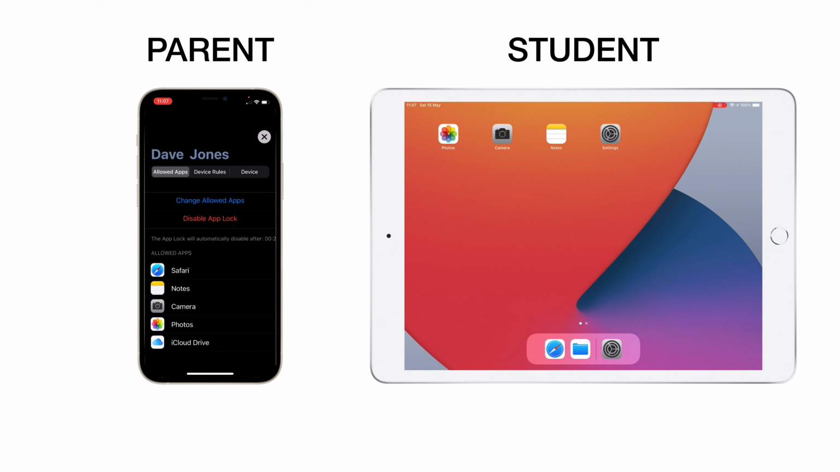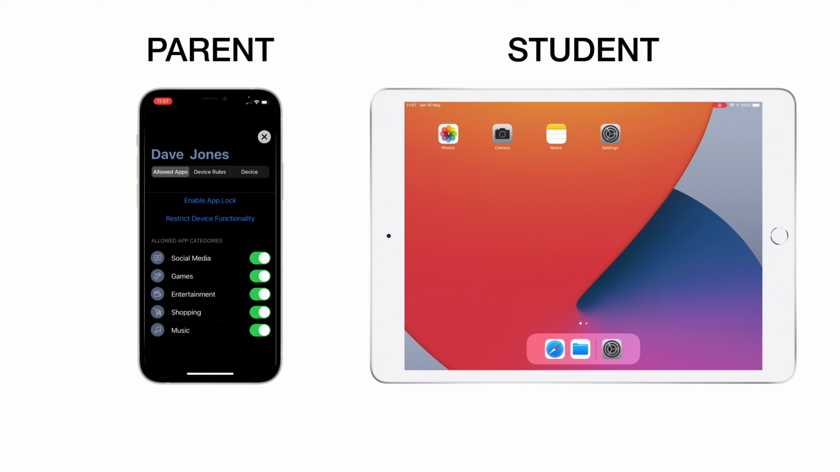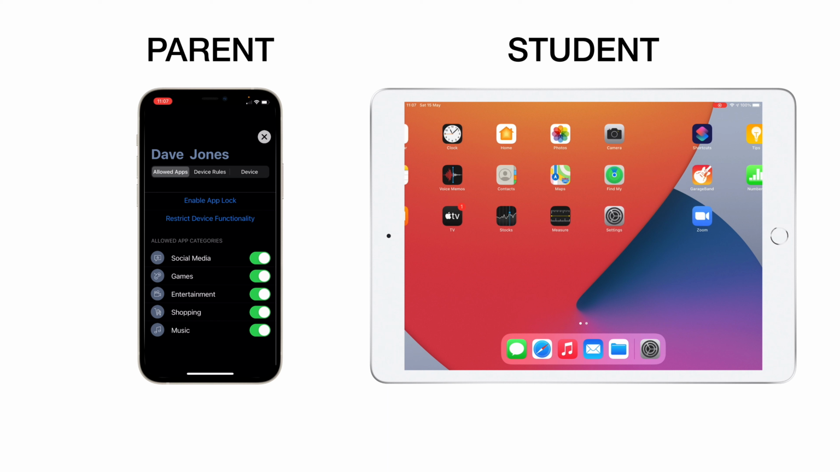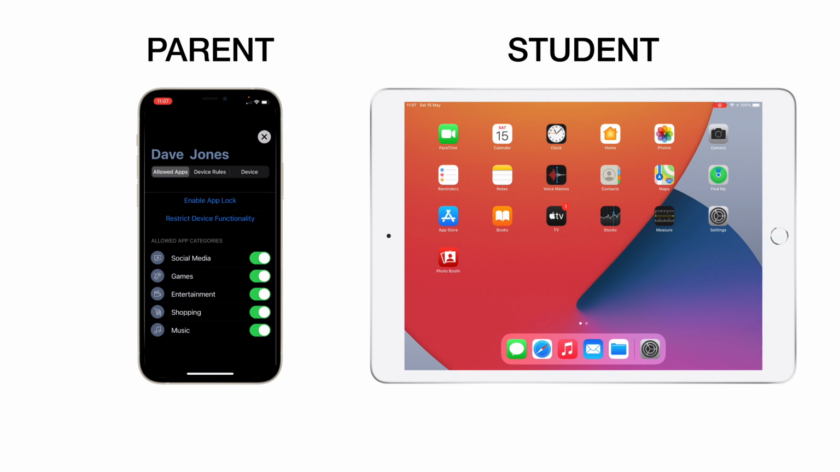You'll then see on the student device on the other side, or their child's device, that it has now restricted them to just those applications that I've said that I want them to have access to. Now, at any point, as soon as the homework is finished or their education time is finished, the parent can just simply disable the app lock, and this returns the device for the students back to normal, giving them access to everything on the device.